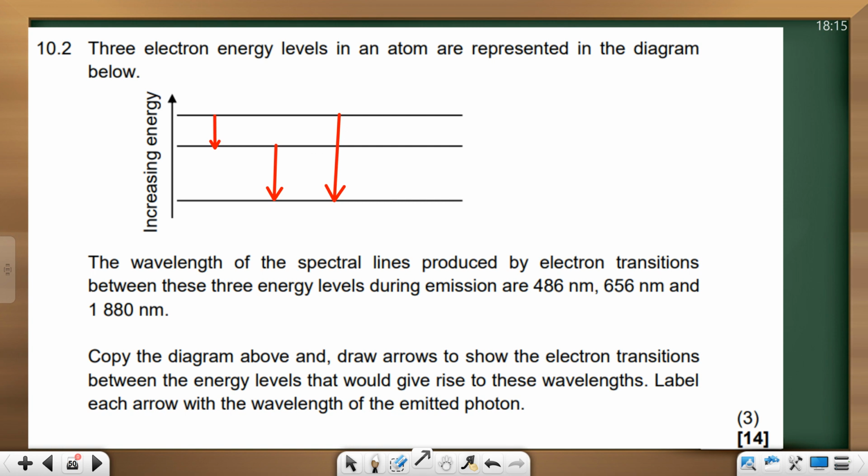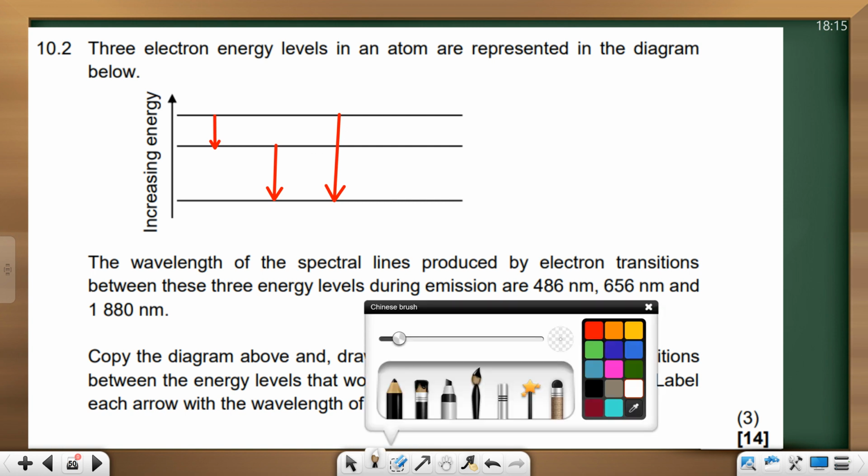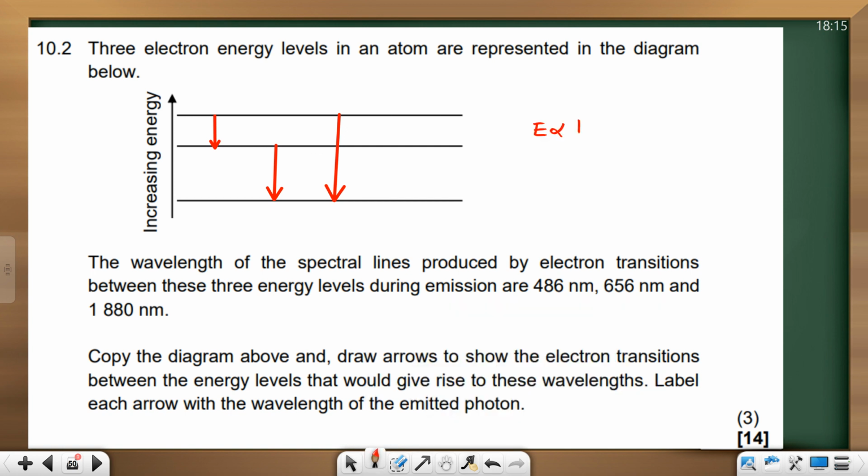What did we say? Energy is what? Inversely proportional to wavelength. The one with the smallest energy has the longest wavelength. Which wavelength? Let's label this. Let's call this A. Let's call this B. Let's call this C. Which one has the longest? Which one has the smallest energy? A. What does that tell you? It must have the longest wavelength.